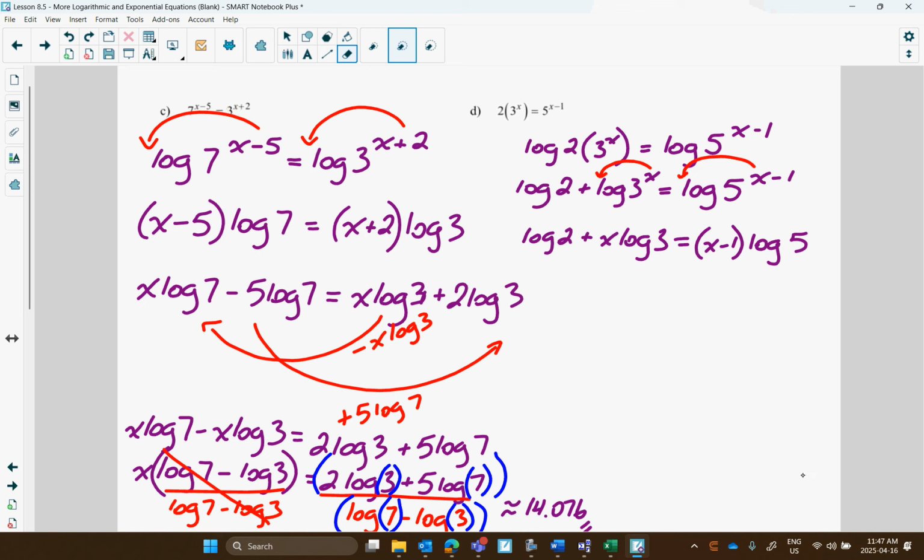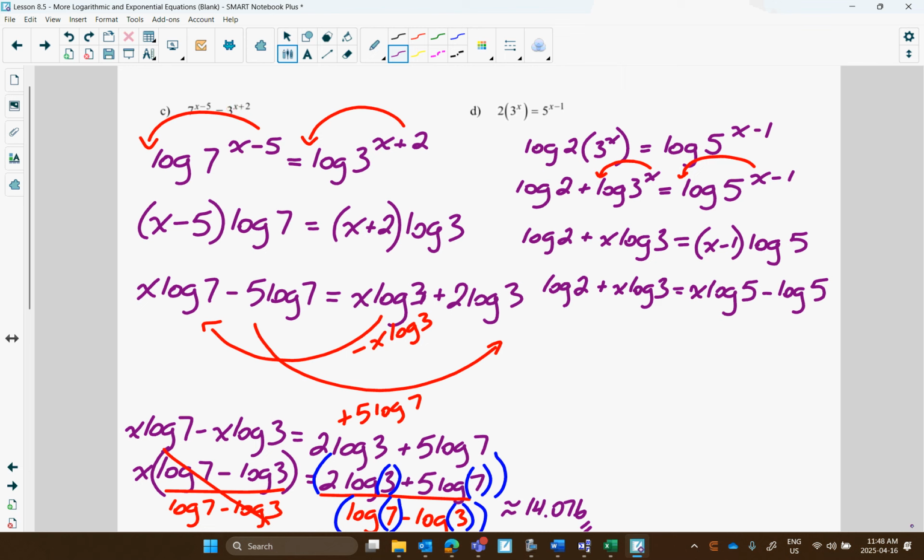My next step, I gotta multiply this out. I can't bring everything together yet until this is multiplied out. So log 2 plus x log 3 equals x log 5 minus 1 log 5, or just minus log 5.